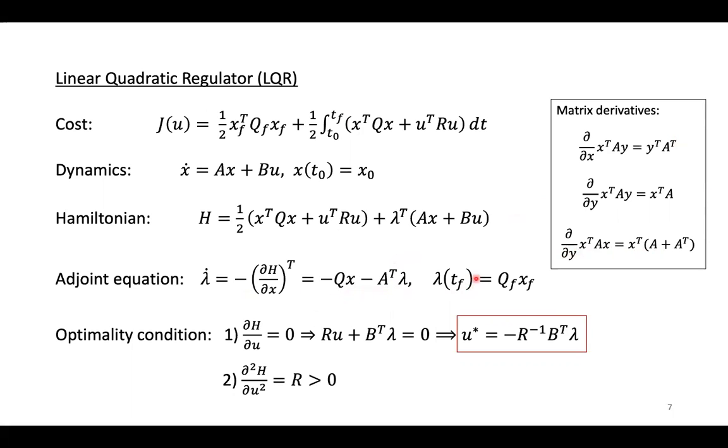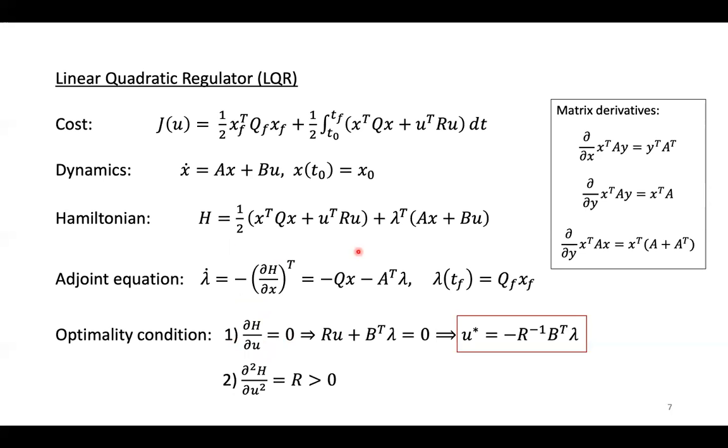And using the transversality conditions, I can arrive at the boundary condition for the co-state at final time to be, again, partial of this terminal cost function with regards to xf, which means it is Qf xf. Okay, so I got the adjoint equation, and now I want to get the candidate controller, which is the one where this derivative, partial of H with regards to u, is 0.